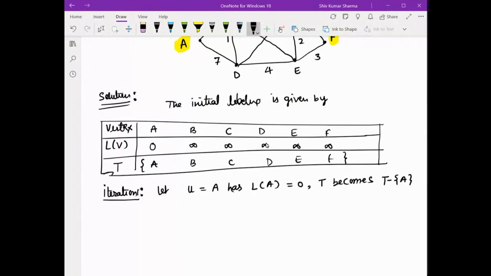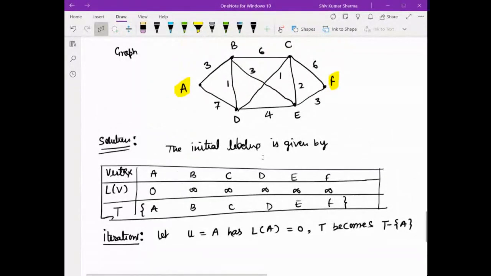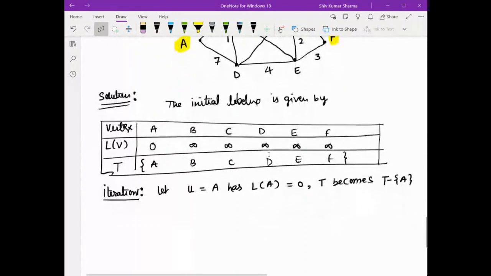So when we give the permanent level to any vertex, we remove that vertex from the set of vertices. So we write T minus A. We see how many edges or how many vertices are incident with that. From vertex A to vertex B, that means one edge from vertex A to B, and a vertex D from A. So there are two edges.